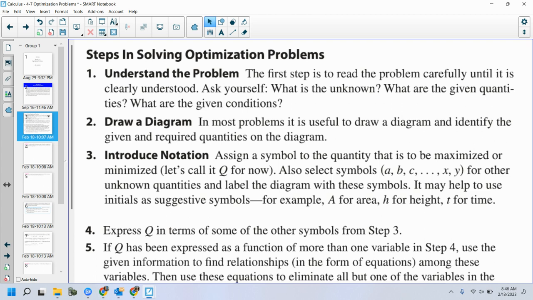Second thing, and I do this a lot. Sometimes it's not possible, since sometimes the problems are a little more theoretical, but the next thing would be to draw a diagram. In most problems, it is very useful to draw a diagram and identify the given and required quantities within the diagram. Third thing here, introduce some type of notation. Assign a symbol to the quantity that is to be maximized or minimized. You call it Q, whatever. Select symbols that apply directly to what you have. Label the diagram as such. It may be helpful to use initials as suggestive symbols.